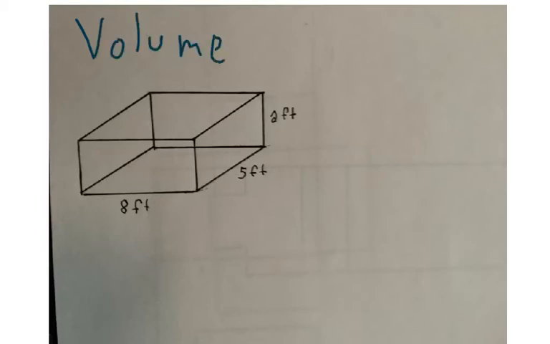Volume is how much something holds. Our surface area was covering the surfaces, so we used nets to find the area of all the surfaces, and then we added them up. Volume is literally how much of something fits inside of it.